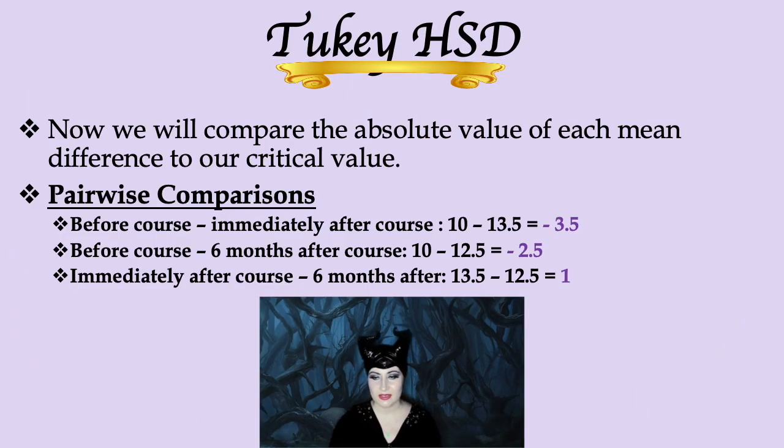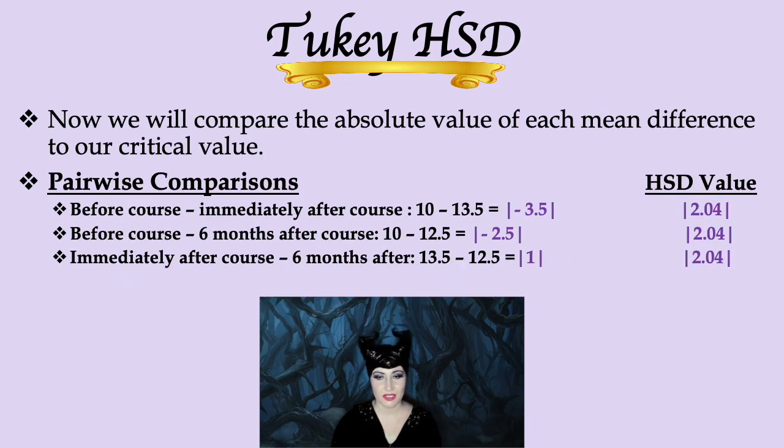So let's see what happens. These are the pairwise comparisons that we've made, and this is the critical value against which we're comparing it. Is the absolute value of 3.5 greater than or less than 2.04? Looks like it's greater than, so we can conclude that there were significant differences in test scores before taking the magic course and immediately after taking the magic course.